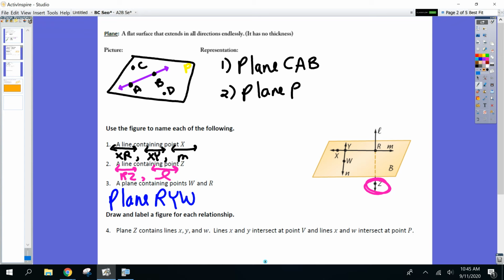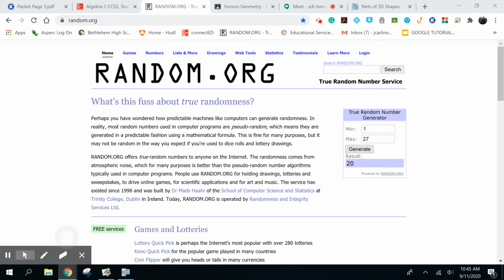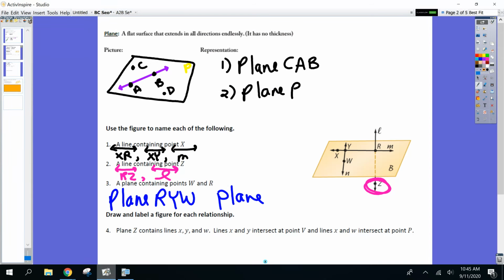All right, one more. Here you go, Anthony, back to you. Plane B. Yep, I was looking for that one. Good. Plane B, because you have this B in the corner that's not a point, so I can use it as naming the plane. Great job.